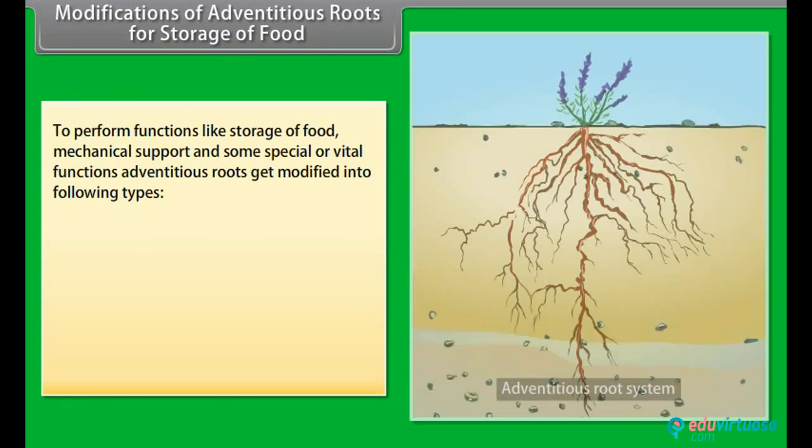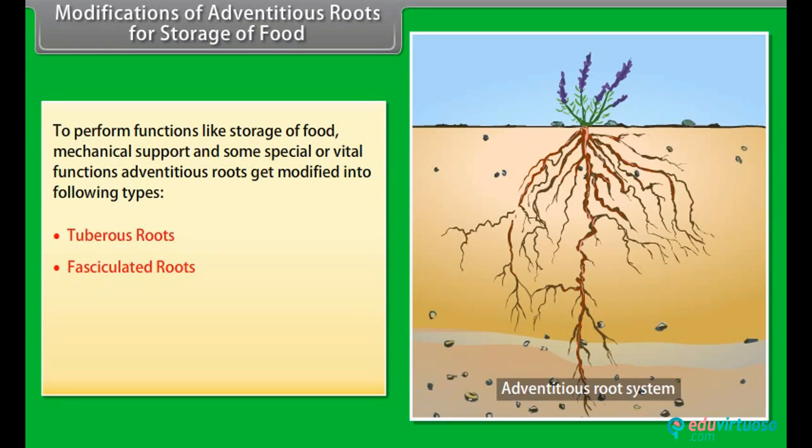Modifications of adventitious roots for storage of food. To perform functions like storage of food, mechanical support, and some special or vital functions, adventitious roots get modified into the following types. Tuberous roots, fasciculated roots, beaded or moniliform roots, nodulated roots, annulated roots.